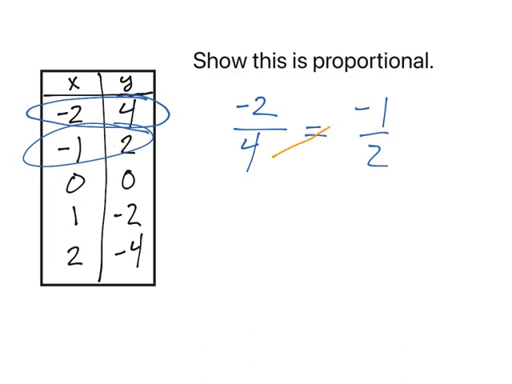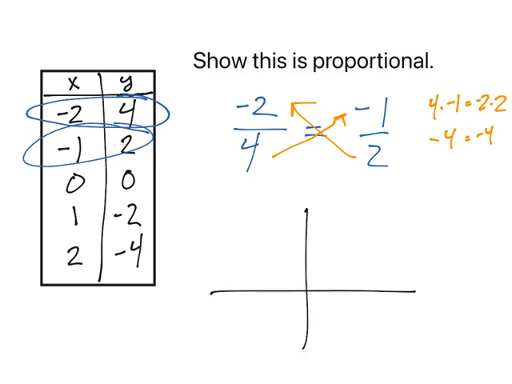But if you cross multiply, as you can with proportions, you would see that 4 times -1 is the same as -2 times 2. Both sides equal -4, and that works for any of them. Now, I want you to know that if we graph this, -2, 4, -1, 2, 0, 0, 1, -2, 2, -4, we would have a straight line that crosses through the origin.